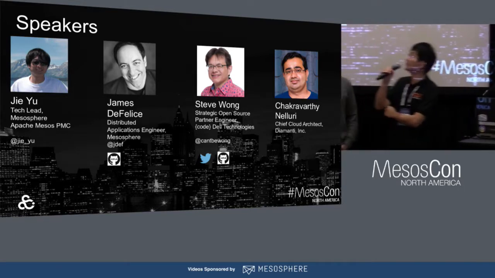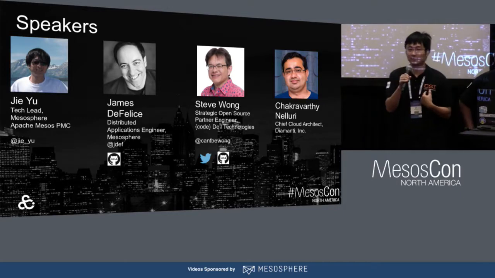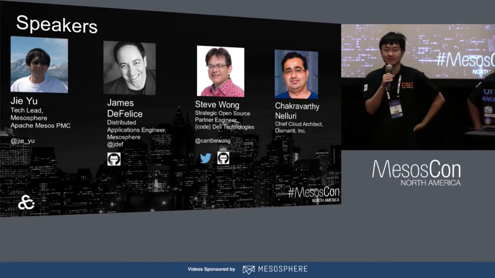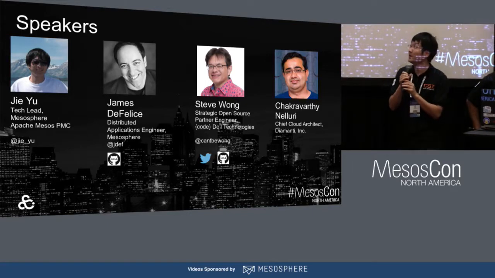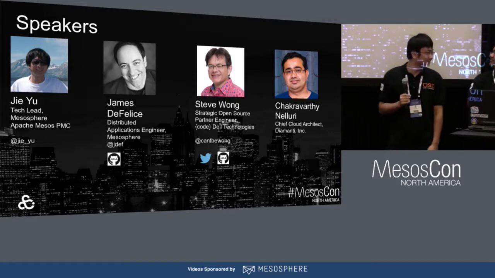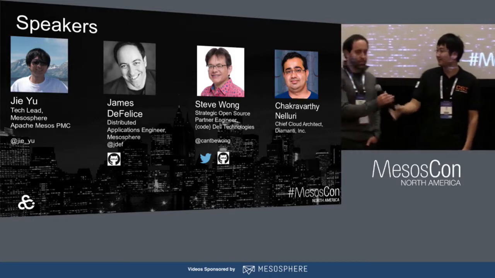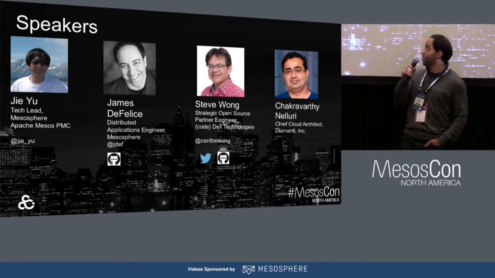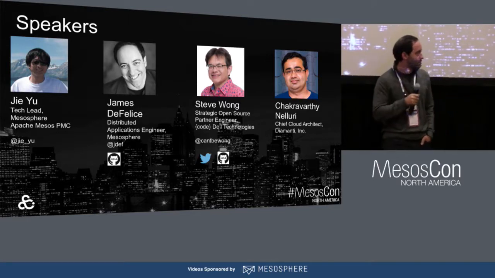All right, so my name is G. I work for Mesosphere right now, and I'm an Apache Mesos committer and PMC member since 2013. And my Twitter handle is G_U. James. Hi, I'm James DeFelice. I'm an engineer at Mesosphere. You can find me on GitHub at JDEF.